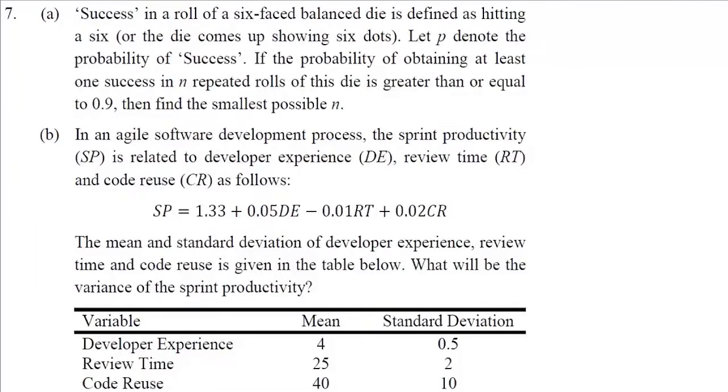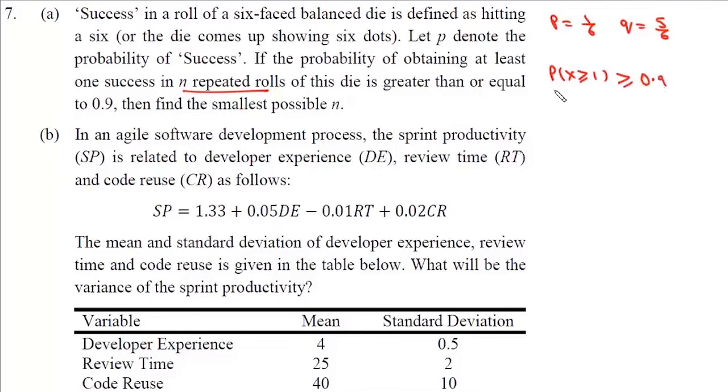Now question number 7 is: success in a roll of a 6-face balanced die is defined as hitting a 6. So the probability of success is 1 by 6. That means the probability of failure is 5 by 6. Now it says let P denote the probability of success. If the probability of obtaining at least one success in n repeated rolls is greater than or equal to 0.9, so that means the probability that X is greater than or equal to 1 is greater than or equal to 0.9. What is the smallest possible value of n?